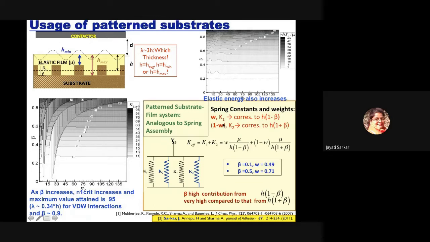actually very high. And you can see from these contours that for beta equal to 0.1, where the amplitude is very small, the weightage is close to 0.5. That is, both the springs behave similarly. That happens when the amplitude is very small, and both the films right on top of this patterned substrate and at the trough of this patterned substrate have similar behavior, right? So the weightage will be similar.